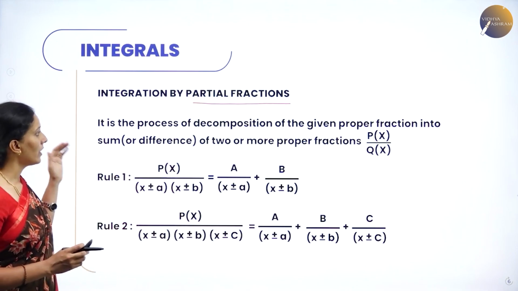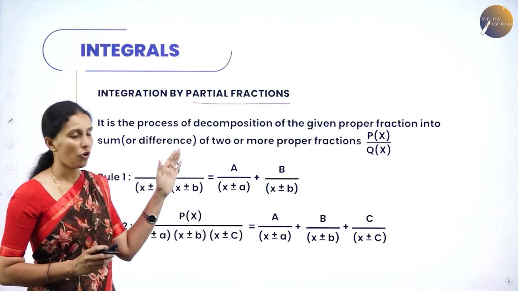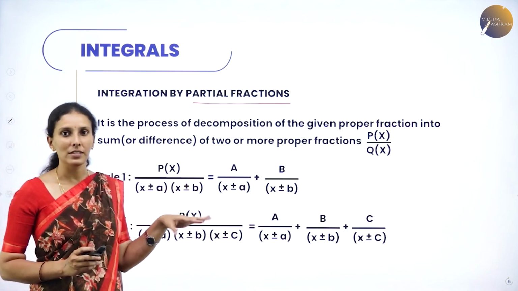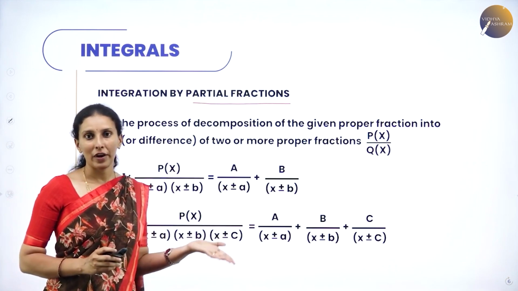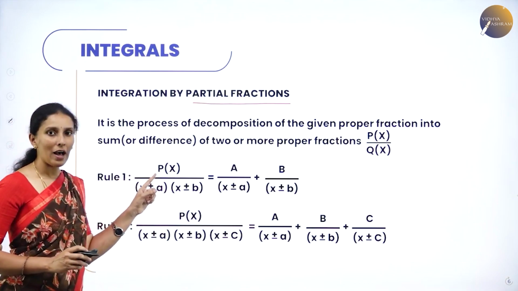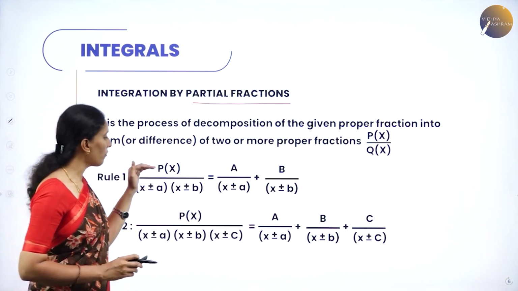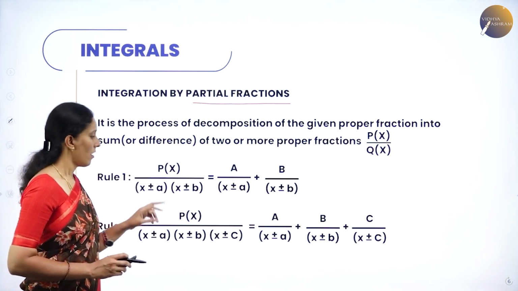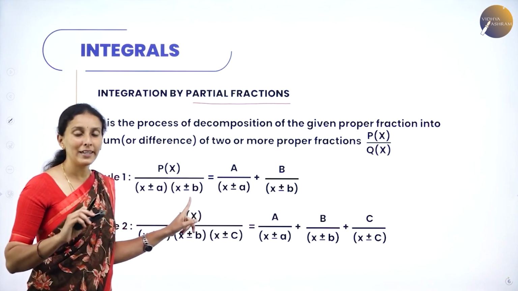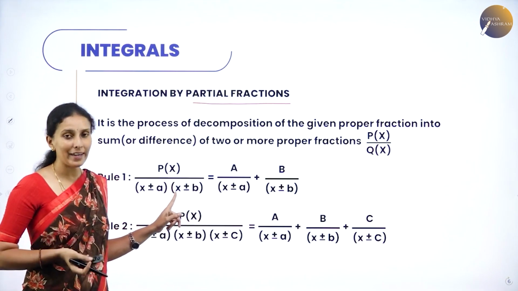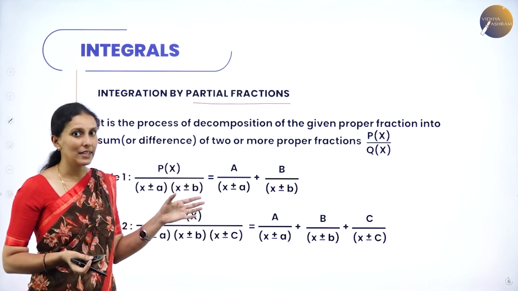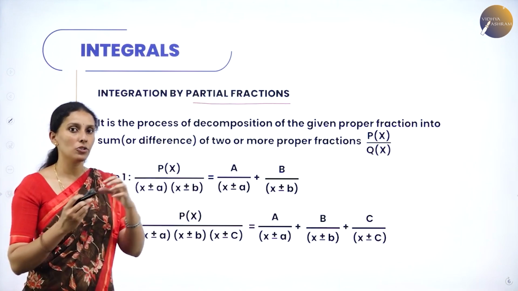So this is nothing but the process of decomposition of a given proper fraction into two or more simple fractions, and then we will apply the integral to find the integral value. Suppose rule 1 says you have the polynomial in the form of p x by q x. P of x is a polynomial and q of x has to be split into factors. So whenever any quadratic equation is given, for example, x square plus 5x plus 6 is given, we will have to write it in the form of x plus 2, x plus 3.